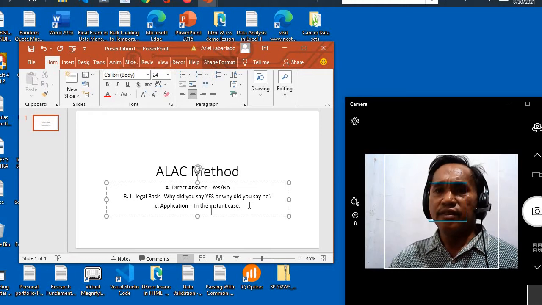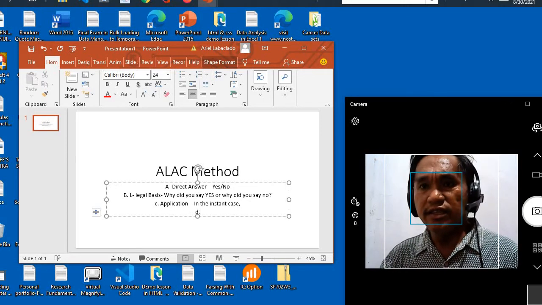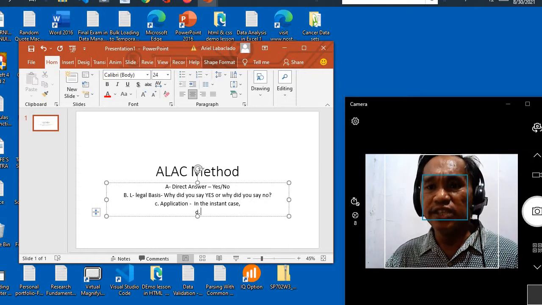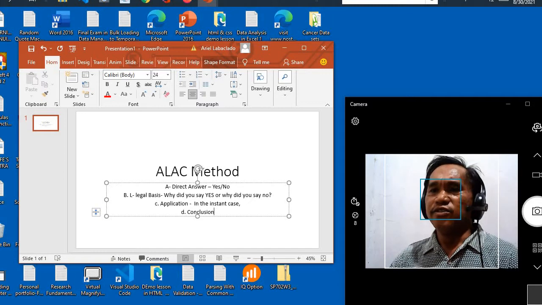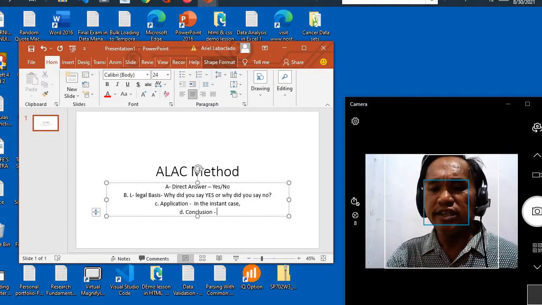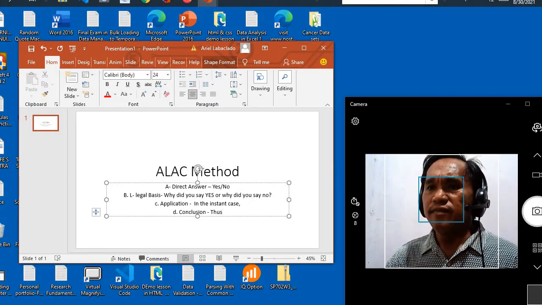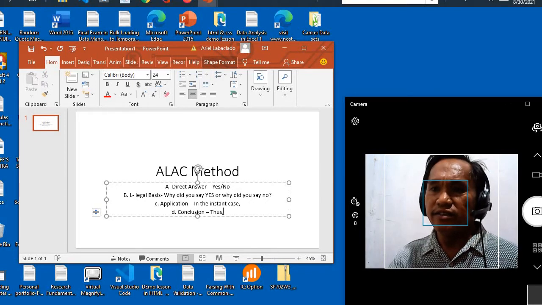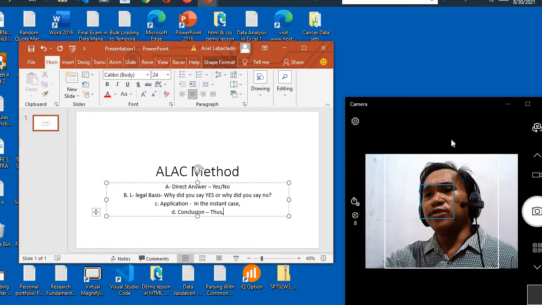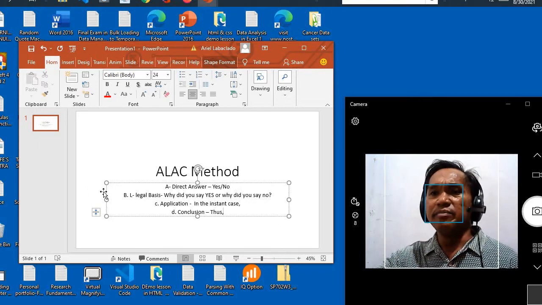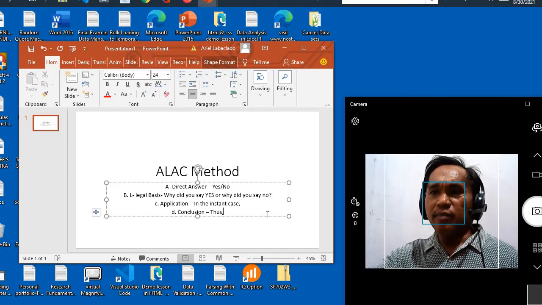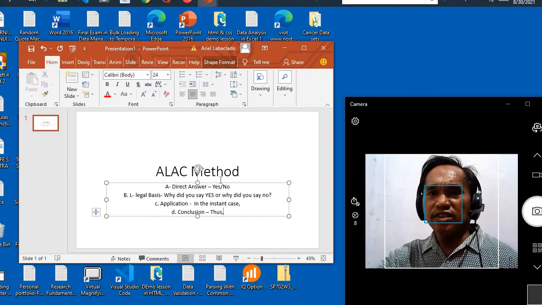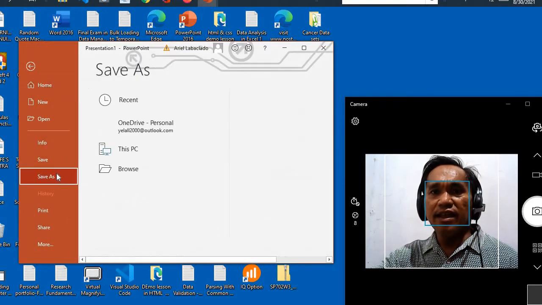Then we have the last letter, C, that is conclusion. The keyword here is thus. So you have 4 short paragraphs using the ALAC method. That is how you are going to answer bar examination questions. So that is the ALAC method.